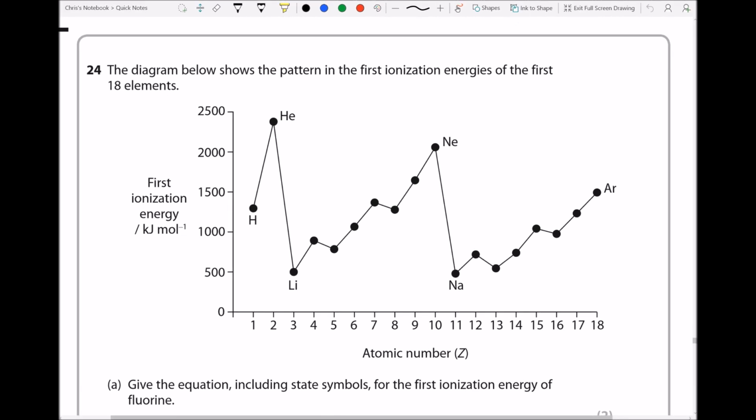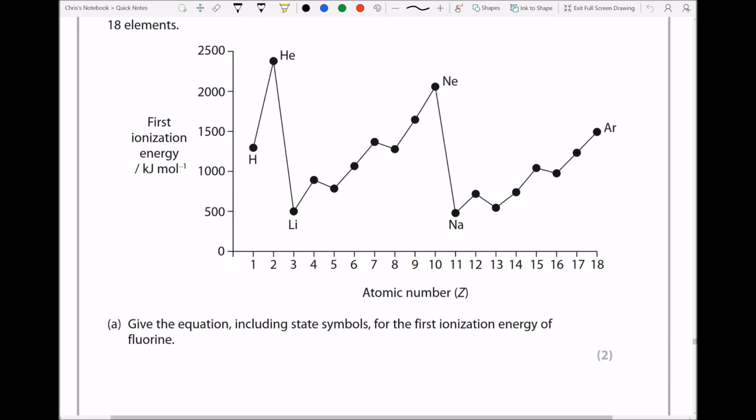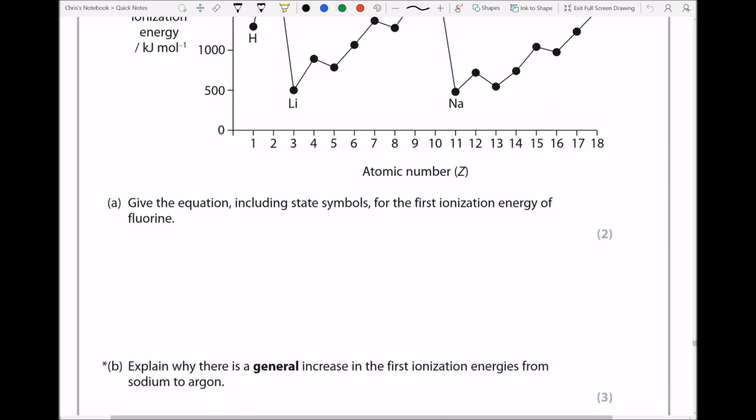It says the diagram below shows the pattern in the first ionization energies of the first 18 elements. You can see they've given us obviously all the data there. Okay, and the atomic number, etc. So give the equation, including state symbols, for the first ionization energy of fluorine. Right, okay. So really important, 2 marks. You've got to include state symbols.